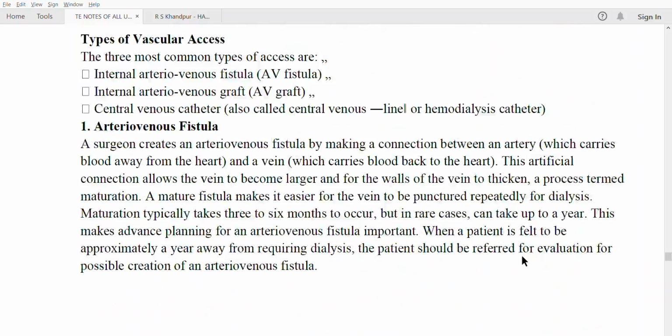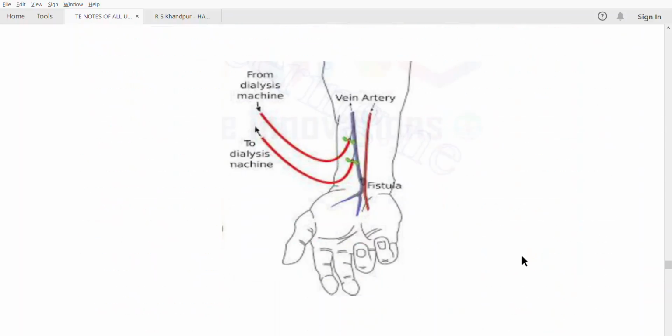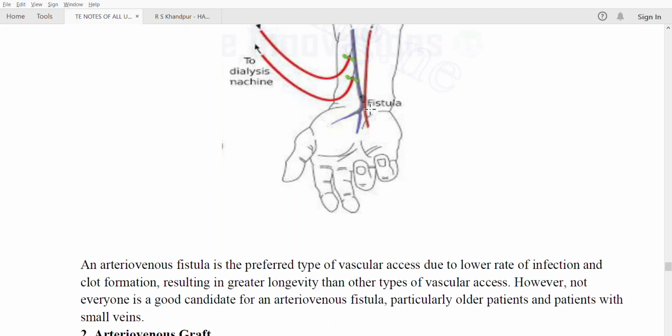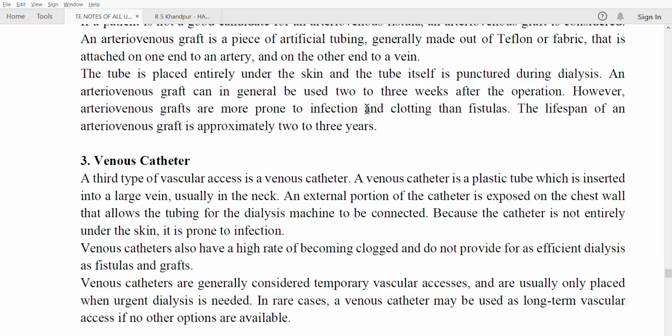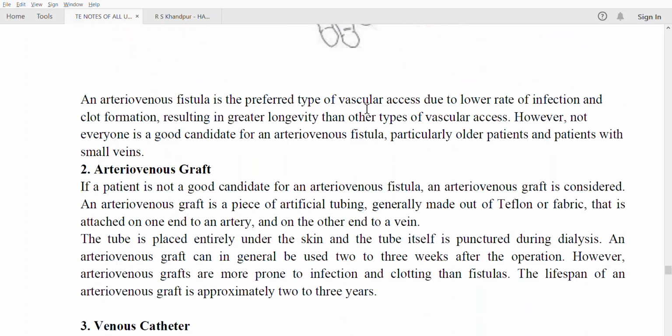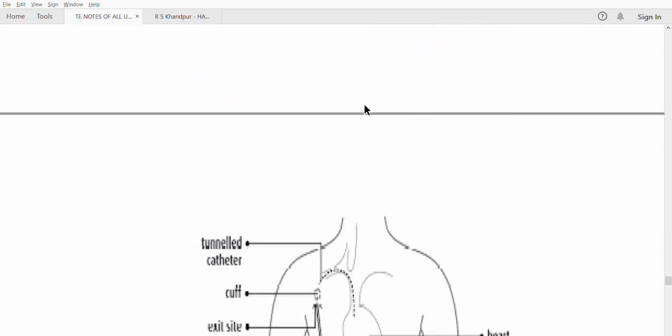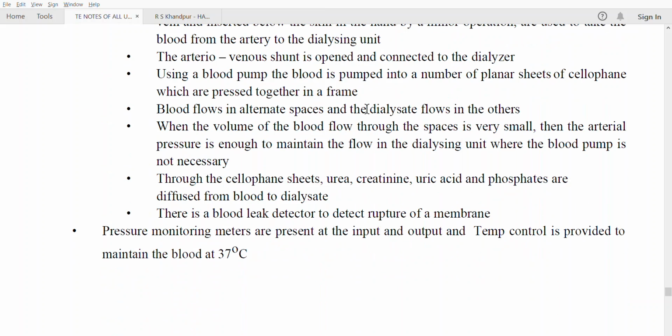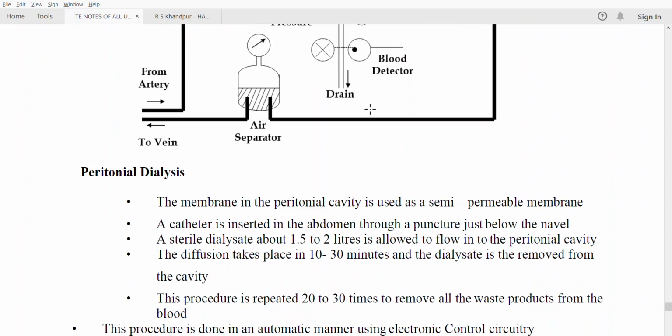In hemodialysis, there are fistulas through which the blood is taken and through which the blood is given back to the system. There are various cannulas through which the blood is taken and returned. There are different types: arteriovenous fistula, arteriovenous graft, and venous catheter. These are the different things used for removing blood from the body during hemodialysis.